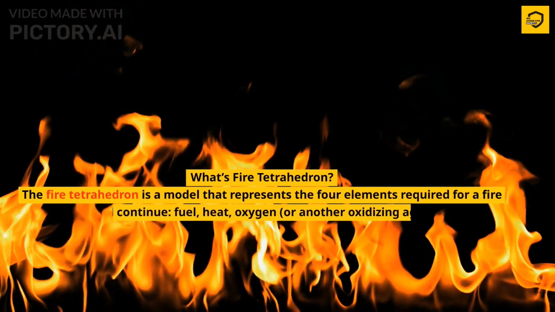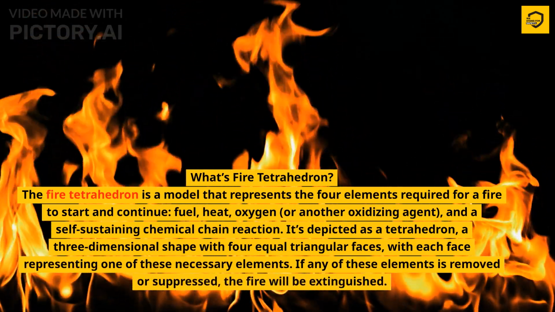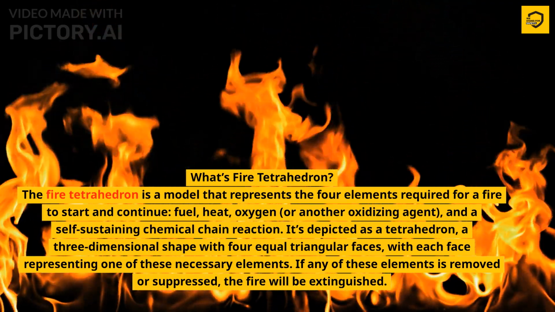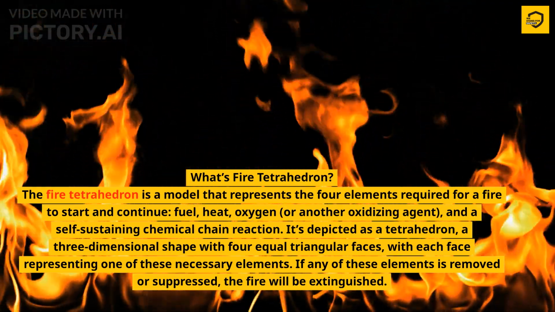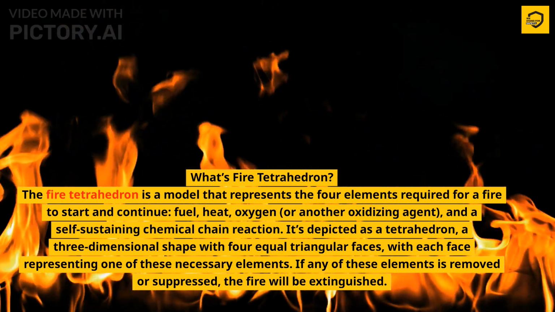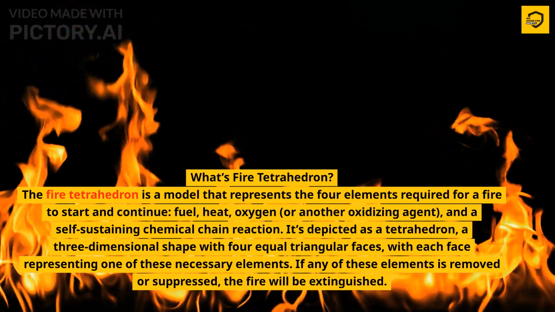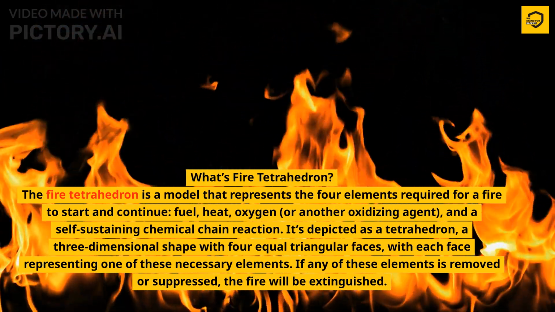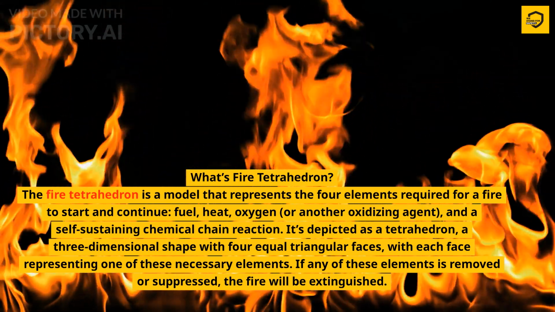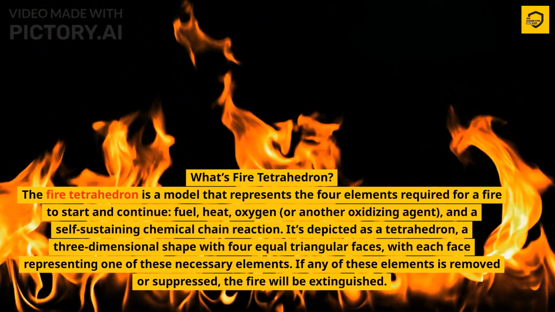What's the fire tetrahedron? The fire tetrahedron is a model that represents the 4 elements required for a fire to start and continue: fuel, heat, oxygen or another oxidizing agent, and a self-sustaining chemical chain reaction. It's depicted as a tetrahedron, a 3-dimensional shape with 4 equal triangular faces, with each face representing one of these necessary elements. If any of these elements is removed or suppressed, the fire will be extinguished.